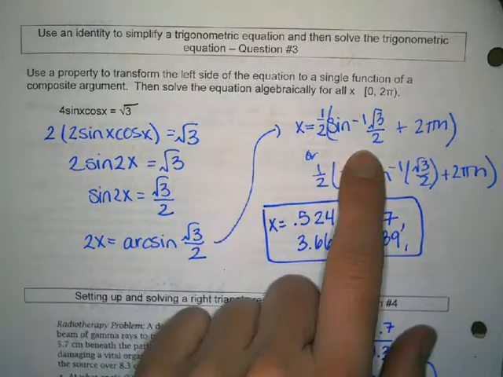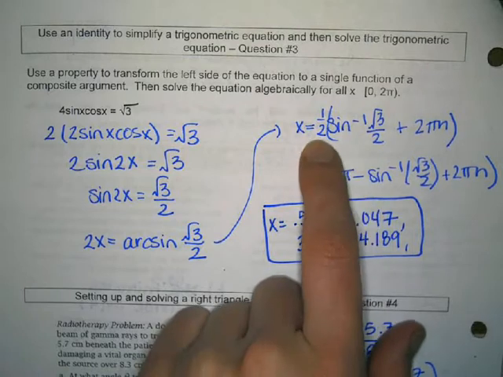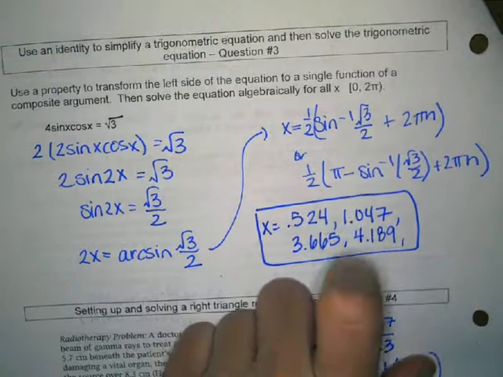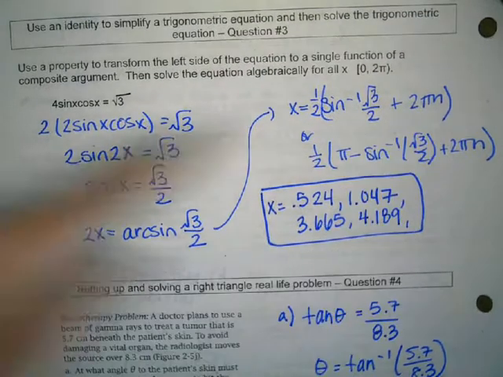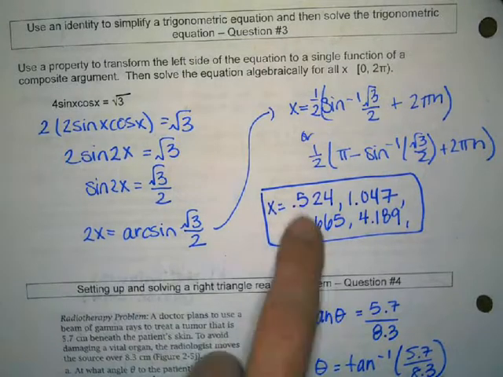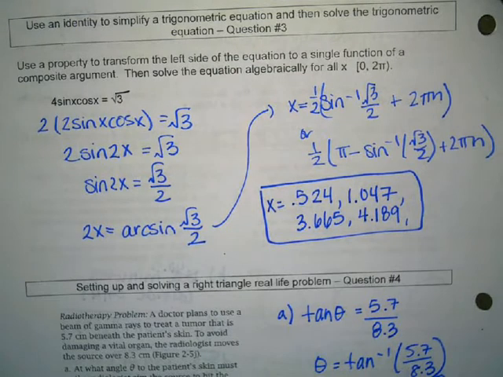Then over here, I wrote the general solution for both. That 1/2 has to be outside the parentheses for the general solution. I put it in my calculator just like you see there. And then again I picked out the values in my table that fit into that scenario from 0 to 2 pi.